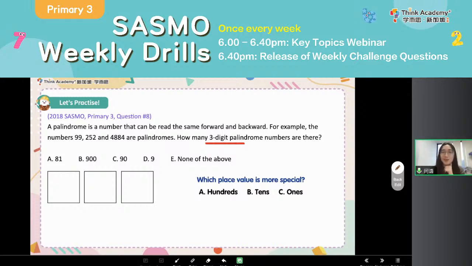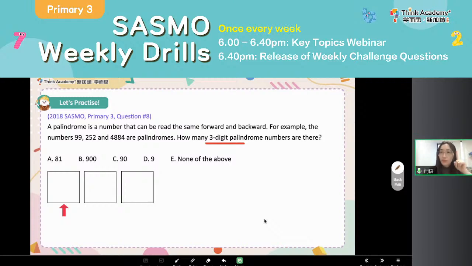I saw some students choose B. No. Think about it again. Is it tens? No. It's not B, everyone. Actually, it should be hundreds. Hundreds is more special. Do you know why? Yes, because again, that is the highest place value, right? So for the highest place value, think about it. Can we put a digit 0 here?